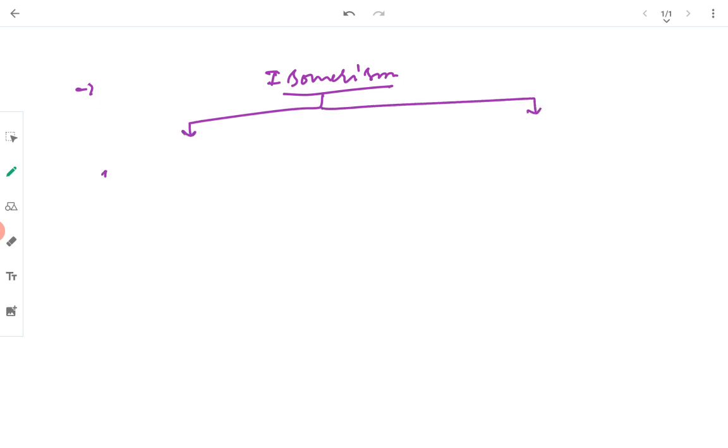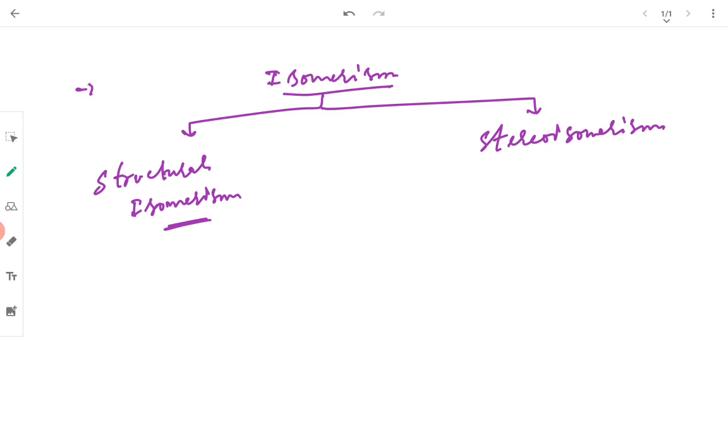So in continuation with our previous lecture, in this lecture we would like to divide this isomerism into different types. First of all, you have seen isomerism can be broadly of two types. One is structural isomerism. Another is stereoisomerism. We'll not deal with structural isomerism because you have studied it in your earlier classes. So we'll mostly study stereoisomerism.